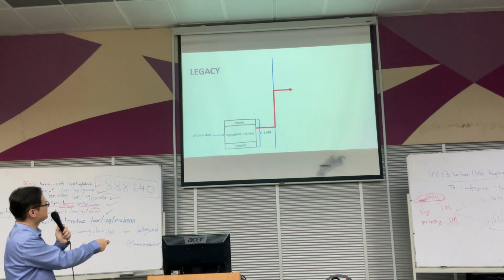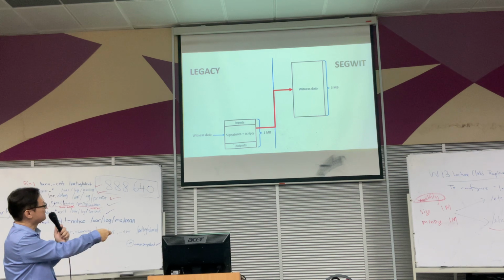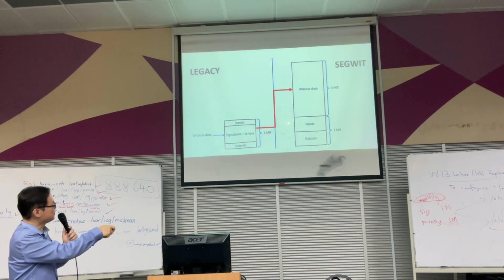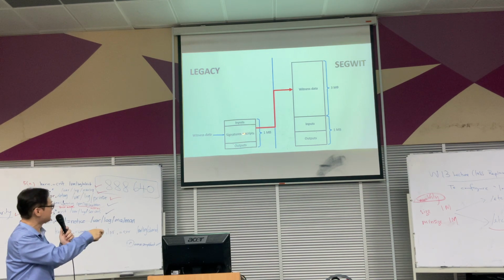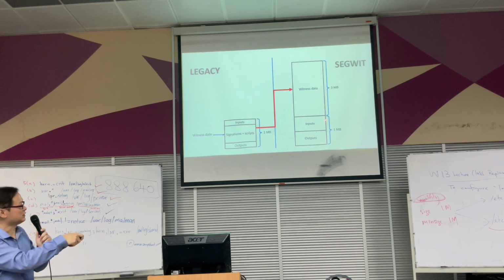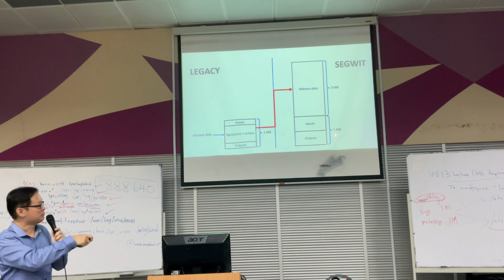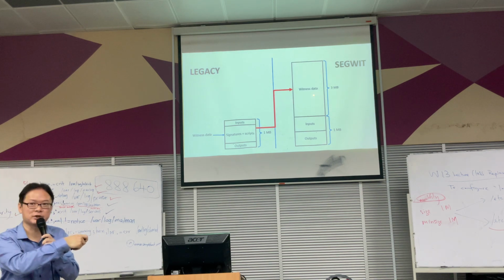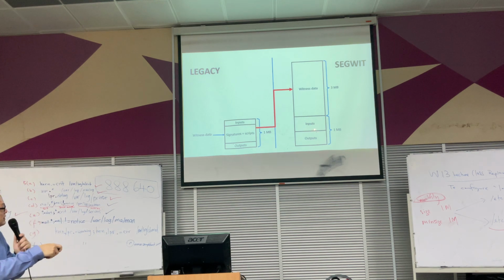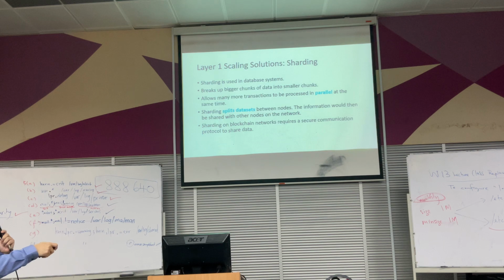Okay, so this is the layer one solution, where you don't change the size of the block. It's still the same. Just that you move all this data, called witness data, and move it somewhere else, but you still maintain the 1 MB block size. This is for Bitcoin. So that you can accommodate more input and output transactions. So you are more scalable now.